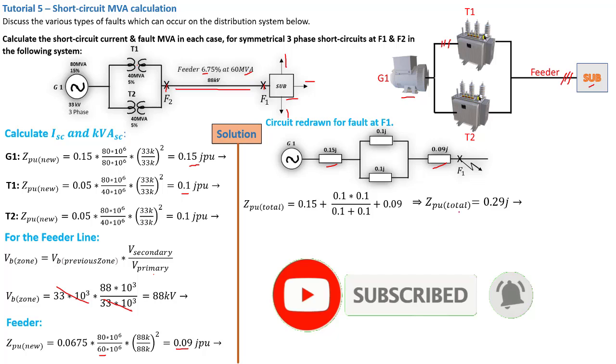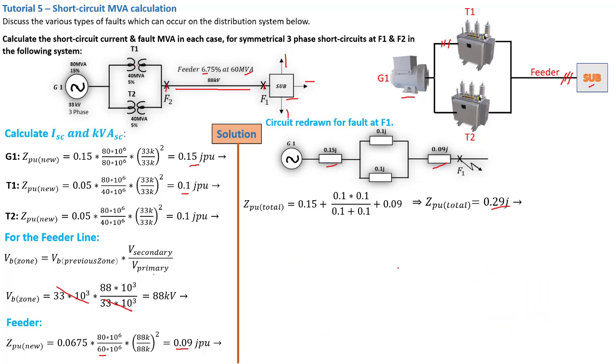Okay, so now that we've calculated the Z per unit total, the next thing to do is to calculate the short circuit current based on the per unit impedance of this entire network, based on where the fault is located. So our short circuit current will then be equal to I per unit times the I line. Now what is the I line? That is a very good question. But what is I per unit also?